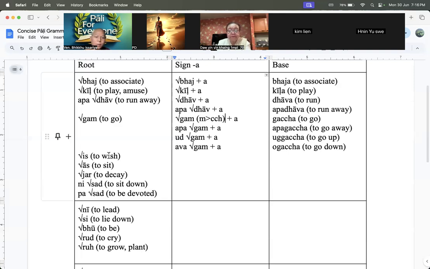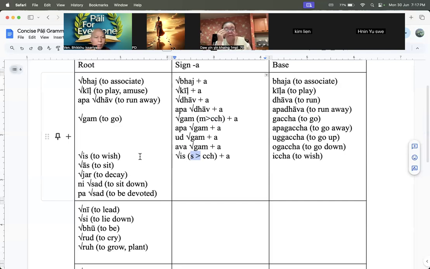And then here root is. Root is means to wish. But here also, this s is later replaced with ccha after the a. So that is why as a base form, iccha. Iccha also means to wish. So now in Pali, m can be replaced with ccha, and now s also can be replaced with ccha. Okay.